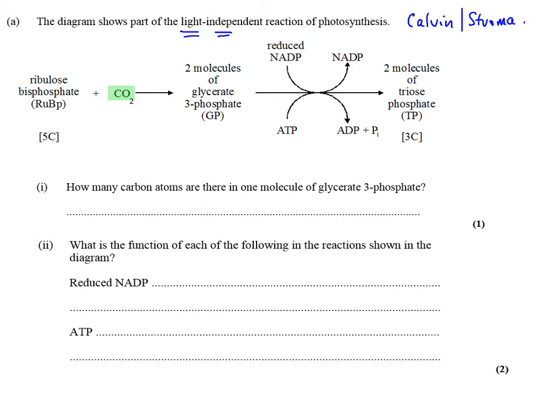Now we know carbon dioxide is a gas and it's in the stroma of the chloroplast, and we know that's combined with ribulose bisphosphate, which is a 5-carbon sugar molecule called a pentose sugar, and that will form 2 molecules of glycerate 3-phosphate.